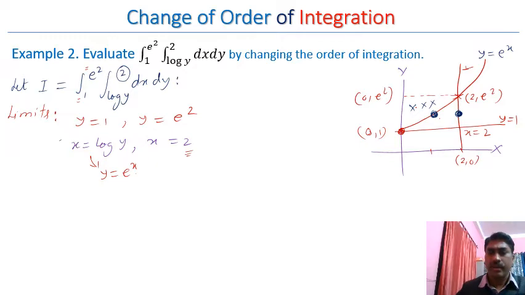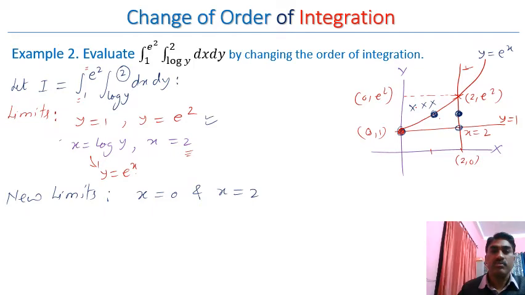Now write the new limits. So earlier the y limits were constant. Now we will take the x limit as constant. So take minimum to maximum. The minimum value of x is 0. The maximum value of x is 2. So x is equal to 0 and x is equal to 2. These are the lower and upper limits.